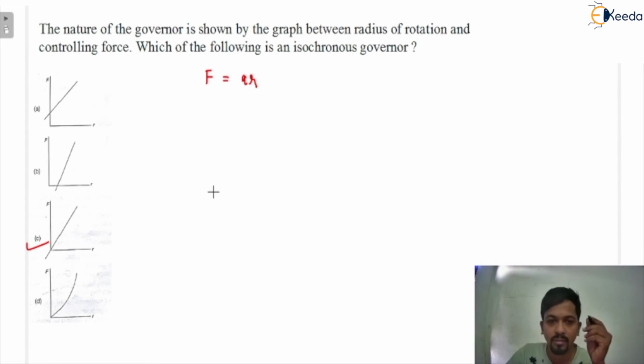And what is the main criteria to decide whether the governor is stable, isochronous or unstable? If the slope of the controlling force is more than the slope of the speed line, then we call it a stable governor. If it is less than the slope of the speed line, then we call it unstable. If the slope of the controlling force is equal to the slope of the speed line, then we call it the isochronous governor. In the question you can see here.